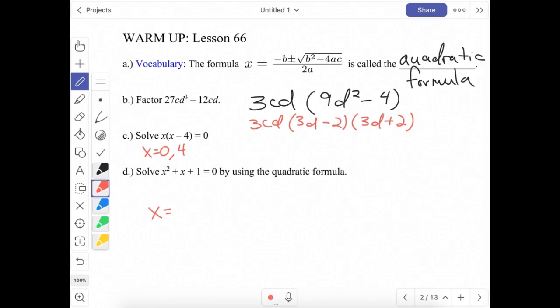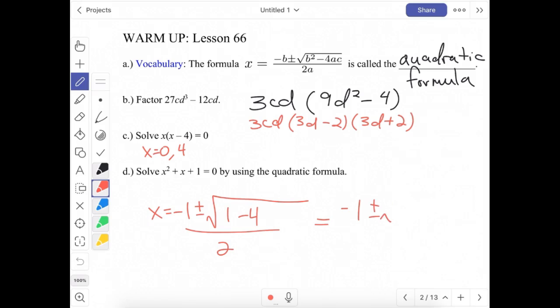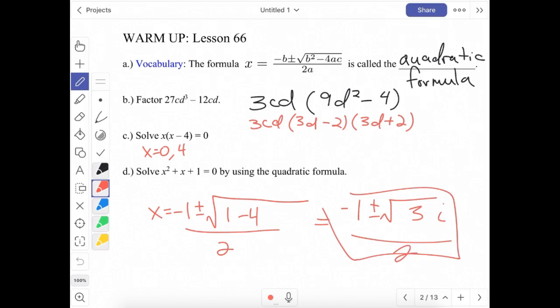Last one, solve x squared plus x plus 1 by using the quadratic formula. So x equals negative b, which is 1, plus or minus the square root of 1 squared minus 4 times 1 all over 2. So that's going to give us negative 1 plus or minus the square root of 3i all over 2. And I would just leave it like that.